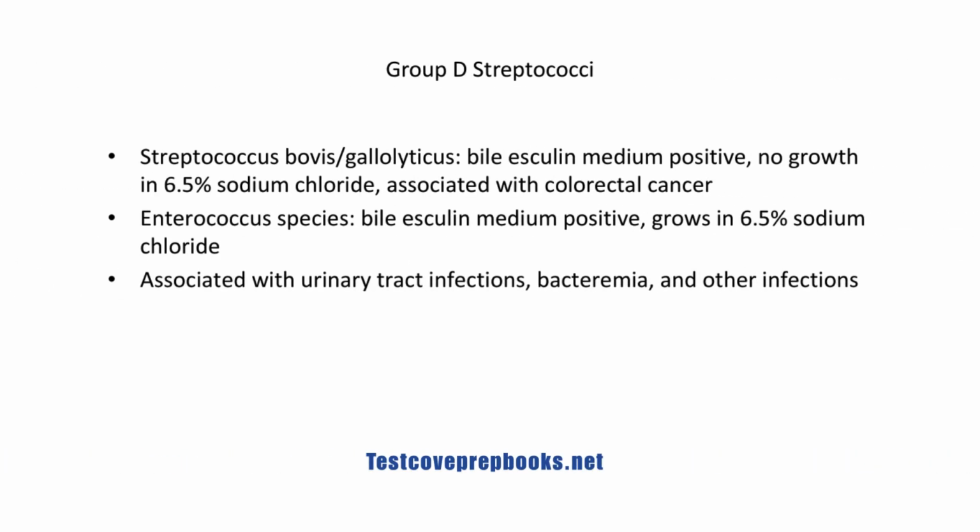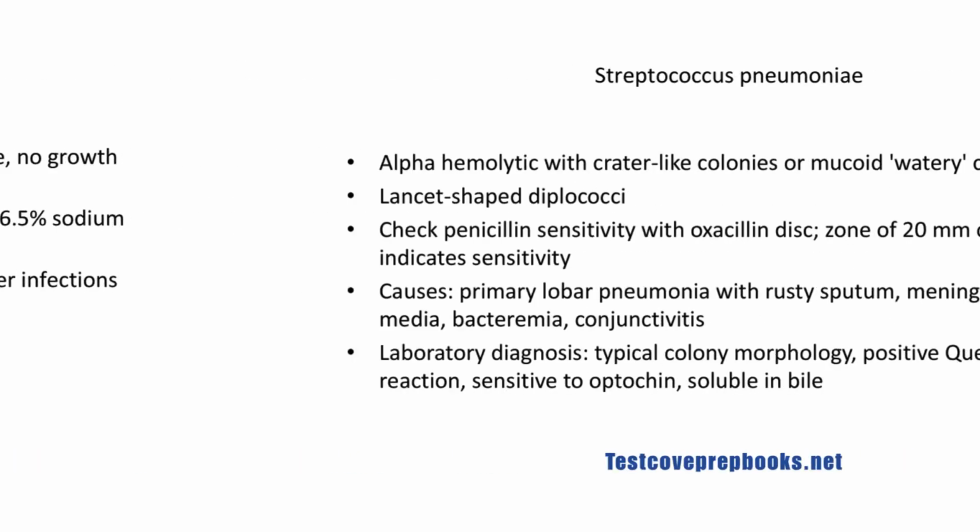Group D Streptococci include 2 major groups. Streptococcus bovis, also called Streptococcus gallolyticus, is bile esculin positive but does not grow in 6.5% sodium chloride. It is associated with colorectal cancer. Enterococcus species are also bile esculin positive, but do grow in 6.5% sodium chloride. They cause urinary tract infections, bacteremia, and other opportunistic infections.